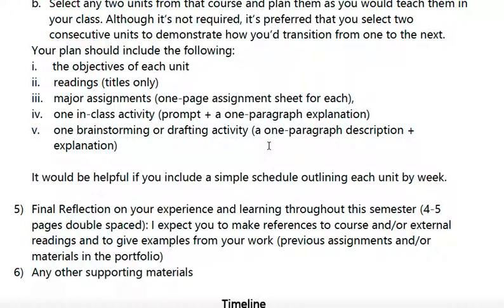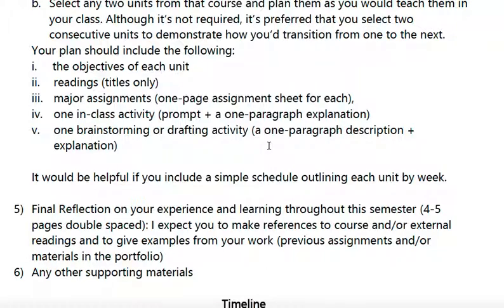And then 1 brainstorming or drafting activity. Again, whatever you decide, whatever you choose, I just need the activity, 1 paragraph description plus explanation. And this is what I'm going to say here. For all the explanation, whenever I'm talking about explanation in the portfolio, I'm talking about how this is grounded in our theories, how this is based on the best pedagogies we've been reading about. Not explanation like, I'd like for students to do so and so. Perfect. Why? Remember the why question we started this semester with in the theory and pedagogy unit.